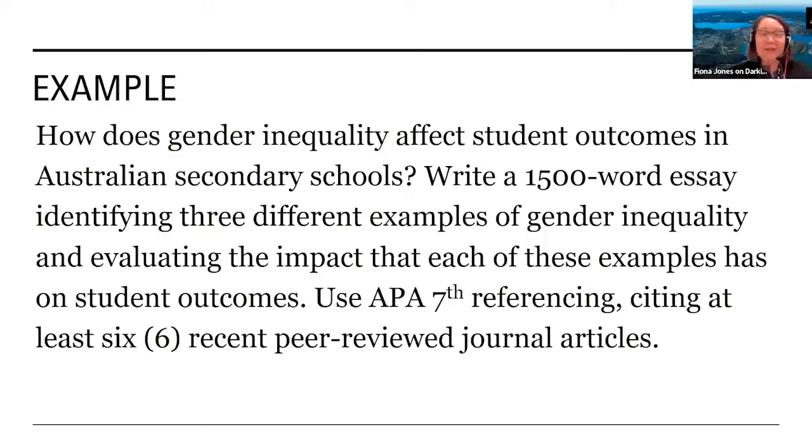APA 7th referencing style is the style you're expected to use, and the fact that you're going to cite at least 6 recent peer-reviewed journal articles, that tells you what your marker is expecting to see in your reference list and in your writing. Okay, we'll move on to the next slide.